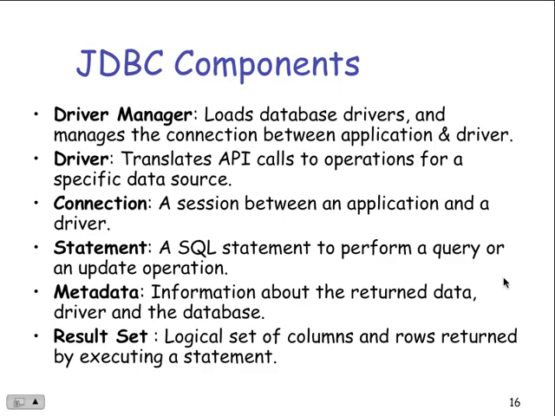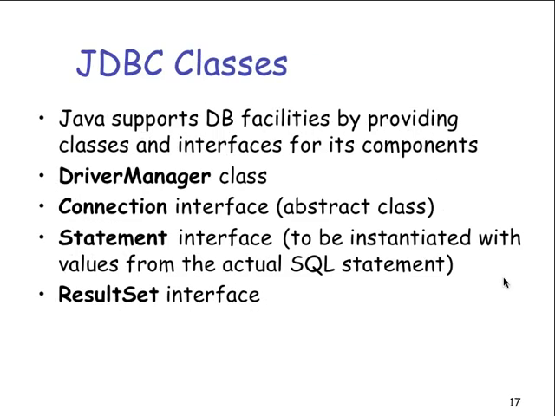And then we have the metadata, which is the information about the data that's returned. So we have how many rows were returned, what are these rows, what data type is this data inside each one of these columns. And then we have the result set, which is a logical set of columns and rows that are returned by executing a statement.